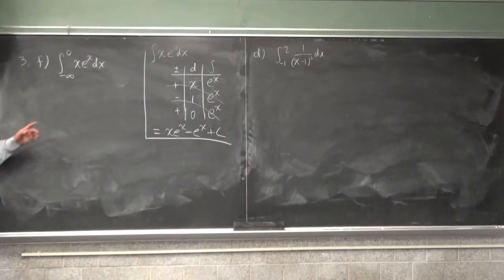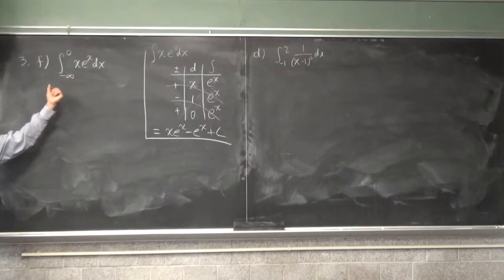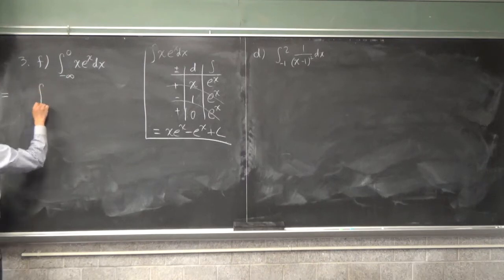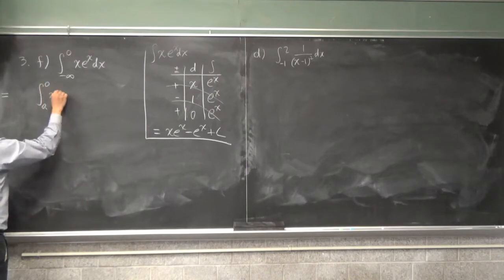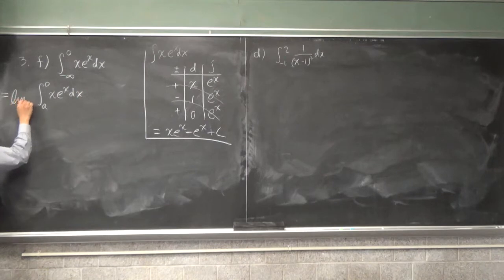But you also have to know how to handle this negative infinity. So what do you do when you have an infinity? You have to replace it by a letter. So you rewrite the integral to be the integral from a to 0 of x e to the x dx, and then say limit of a going to negative infinity.